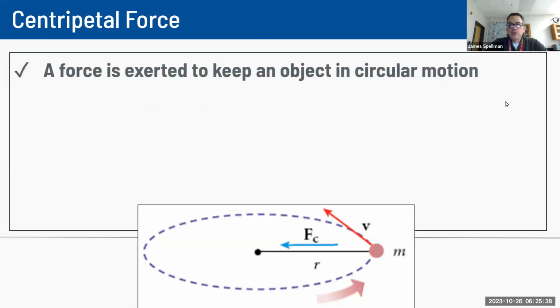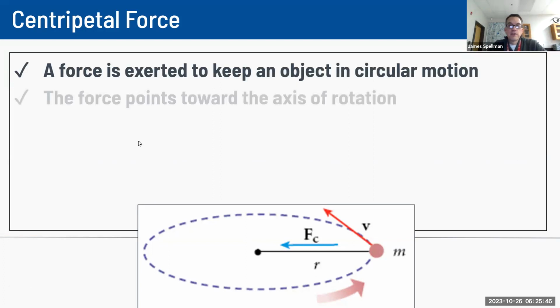When we're looking at circular motion, we still have to get into forces. In order for something to move in a circular path, there has to be a force exerted in order to keep it in that circular motion. The force points to the axis of rotation. Again, if we had an object going in a circle, it's rotating around this black point right in the middle. That's the axis of rotation. Therefore, the forces are pointing towards that axis, inward, kind of pulling it in that direction.